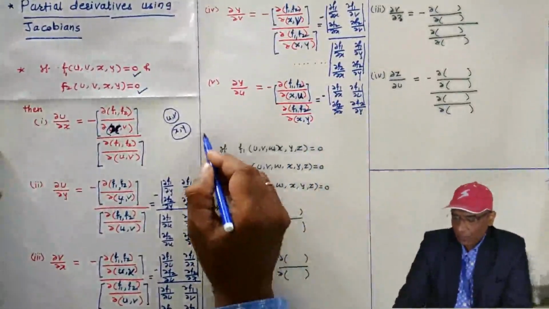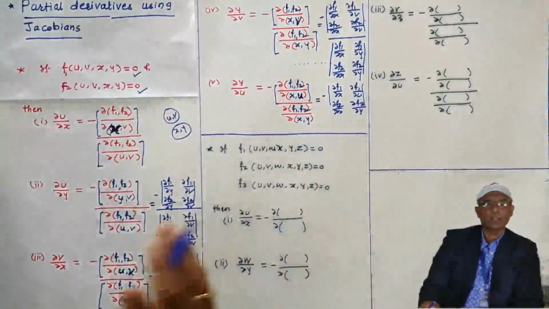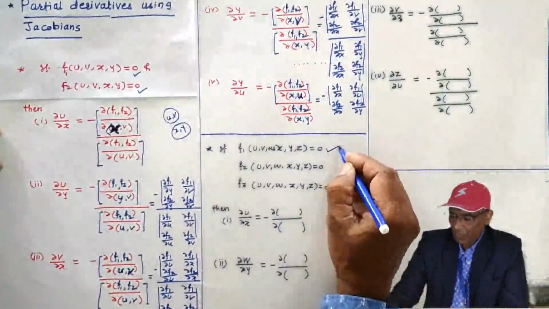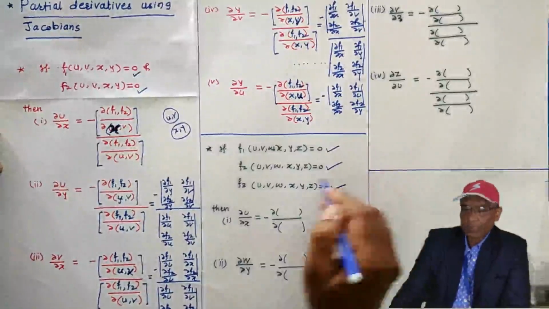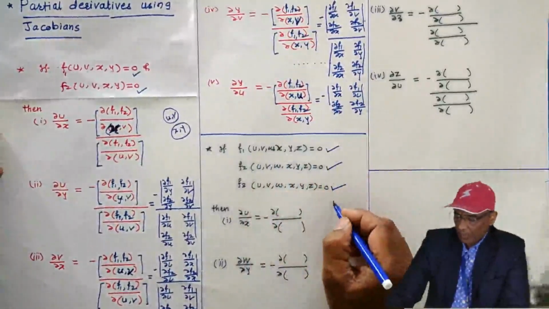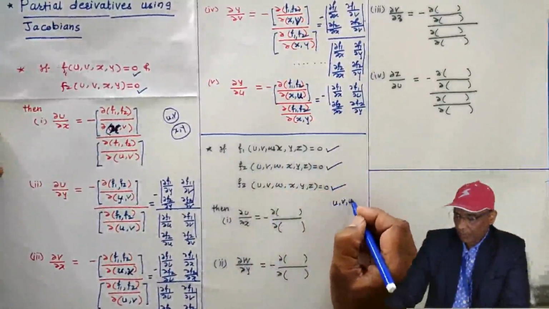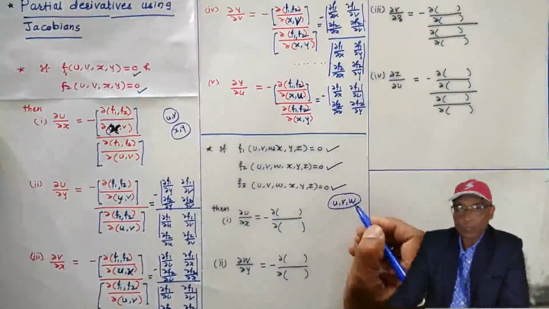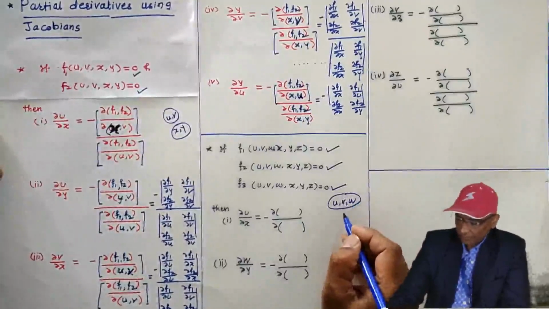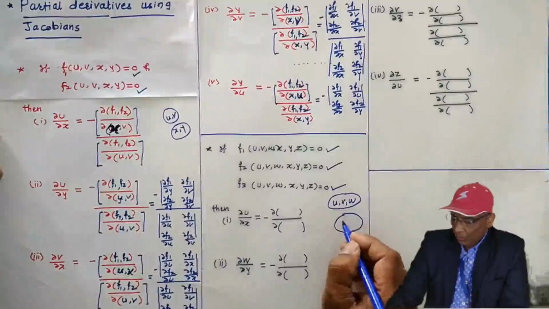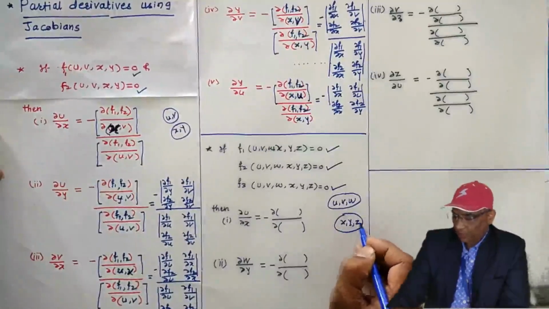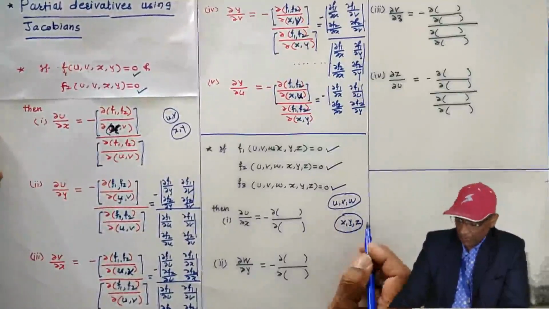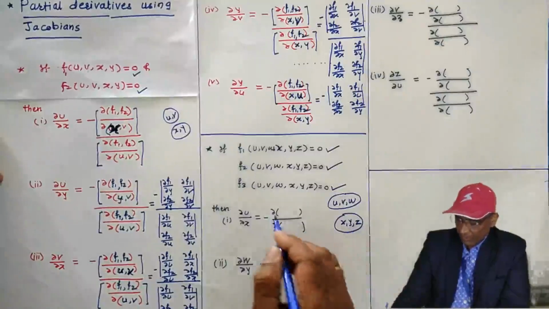Now, for three variables, similarly, you can prepare the formula for three variables also. Here, these three implicit functions are given: u, v, w, x, y, z. See, there is a group of u, v, w. U comes under the group of u, v, w, v comes under the group of u, v, w, and w comes under the group of u, v, w. And in the group of x, y, z, x comes under the group of x, y, z, y comes under the group of x, y, z, and z comes under the group of x, y, z. So this we are going to write now.